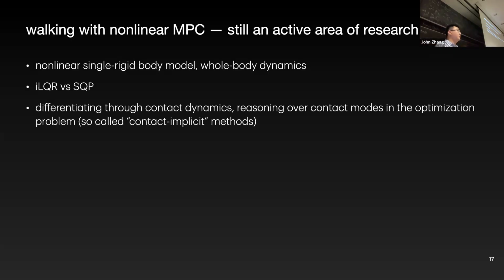In general, the other active area of research is differentiating through contact and letting your optimization solver reason about nearby contact modes, the so-called contact-implicit methods, where you don't have a fixed contact schedule for your robot to track. You want your optimization algorithm to figure out, online and in real time, the timing and the mode schedules for your robots. So that's it from the nonlinear MPC side.